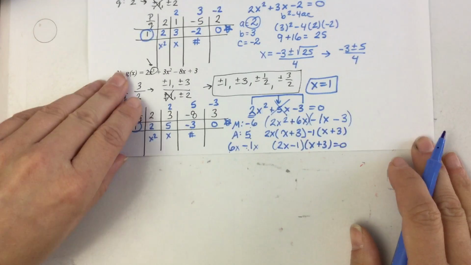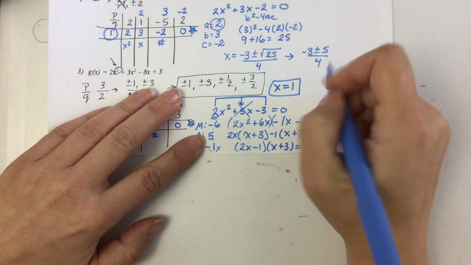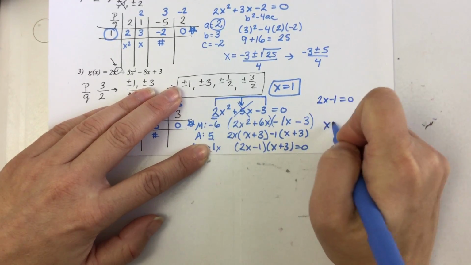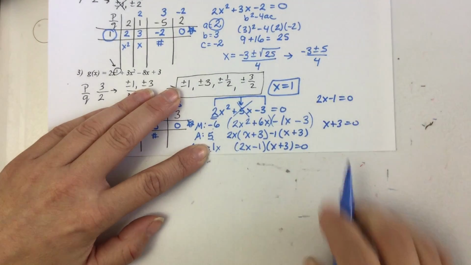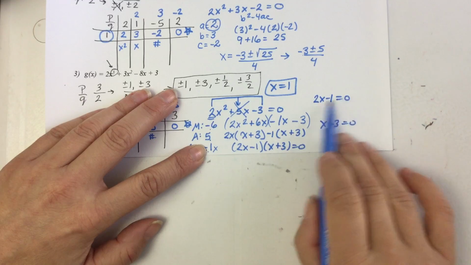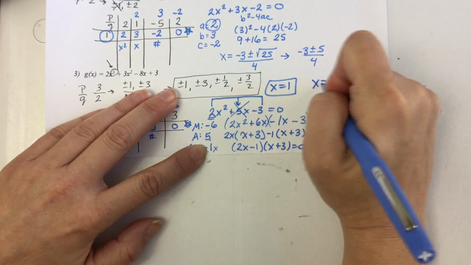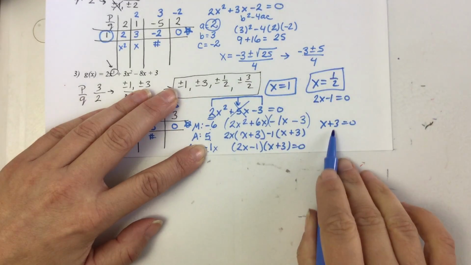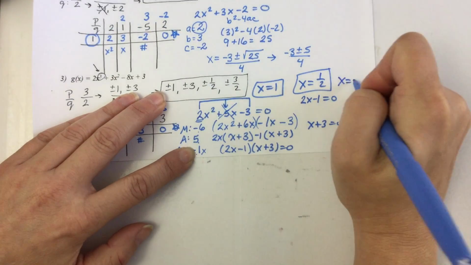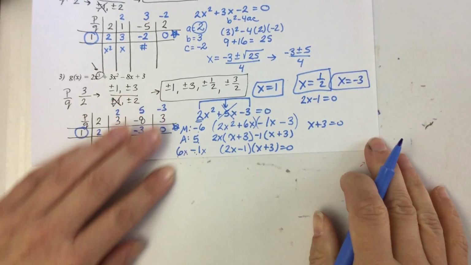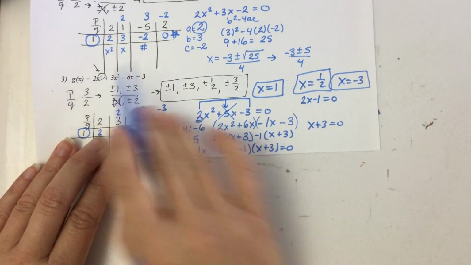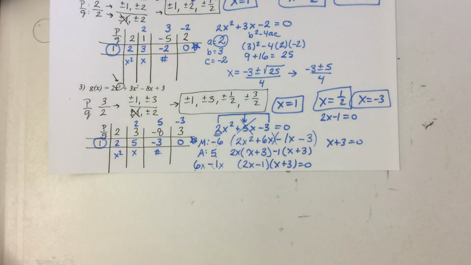Now what we have to do is take each factor separately and set it equal to 0. So 2x minus 1 equals 0, and x plus 3 equals 0. Now to solve for x, here I add 1 and divide by 2. If I add 1, it would become positive, so I'd have a positive 1/2. Here I'd minus 3, so x would equal a negative 3. I have 1, 2, 3 solutions. That's how many I need because that's what the degree is.